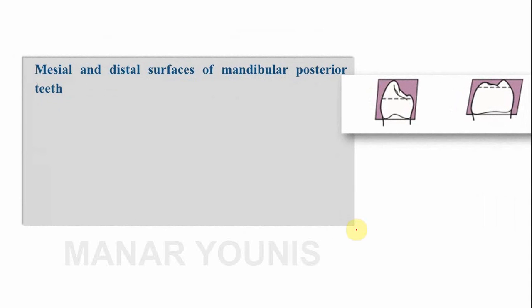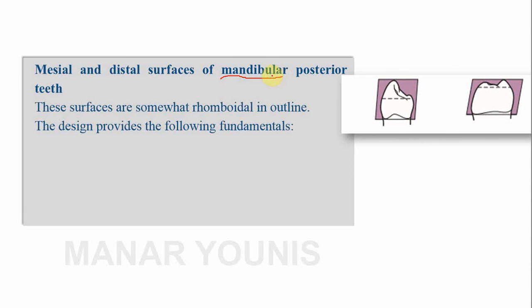While the mesial and distal surfaces of mandibular posterior teeth have a different configuration or geometric outline, these surfaces are rhomboidal in outline. This rhomboidal outline provides the following features. First, the crowns of these teeth will be inclined lingually into proper occlusion with the opposing tooth.